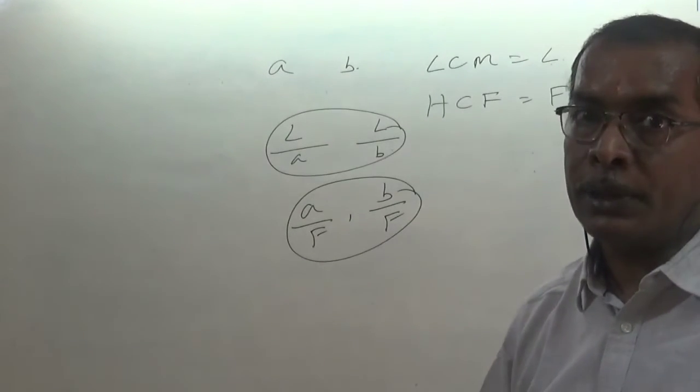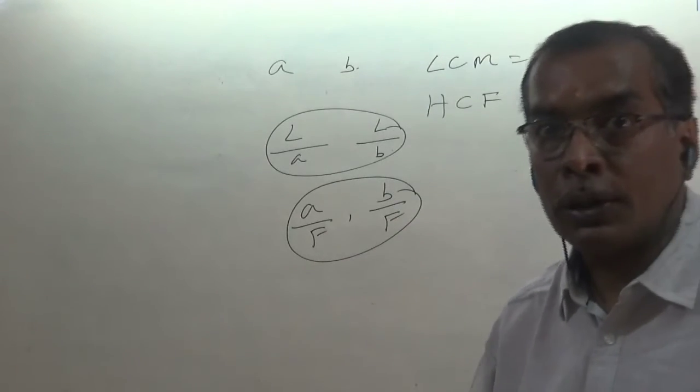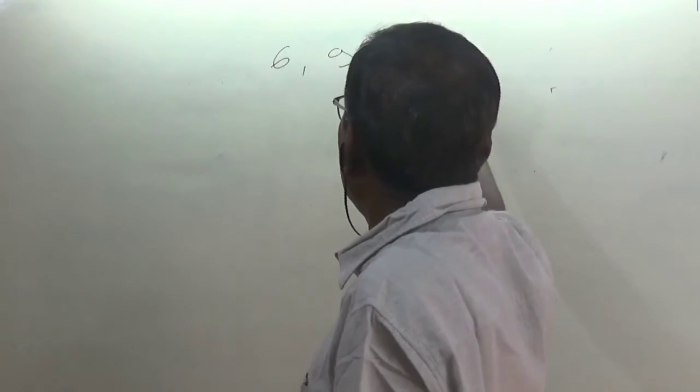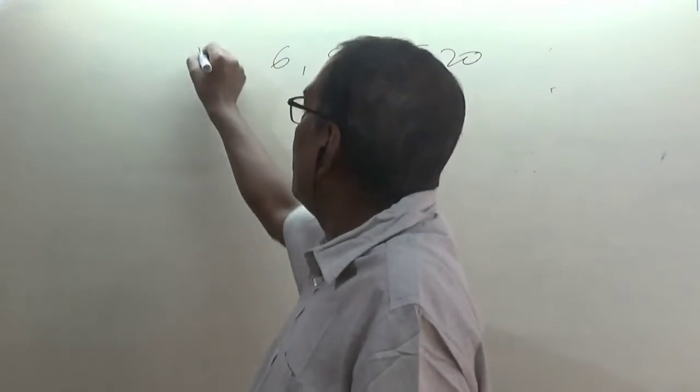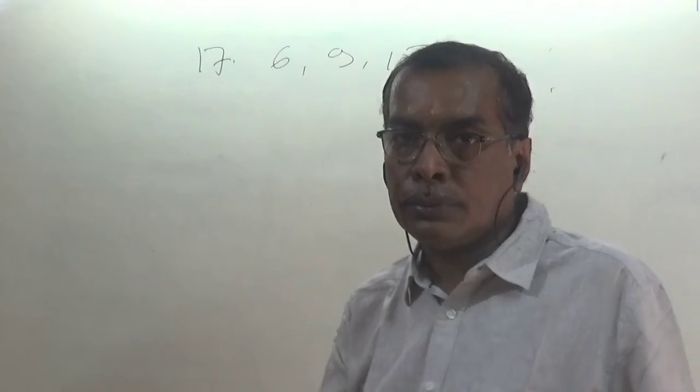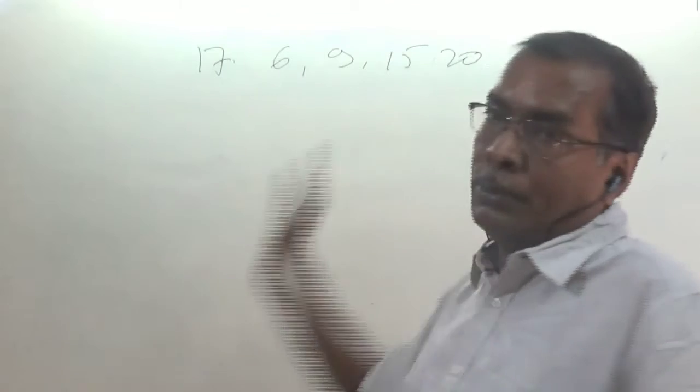This is actually the meaning of LCM and HCF. These two numbers I have taken, you will have to use in many cases also. Suppose now four numbers are there. The numbers are 6, 9, 15 and 20. Question number 17. Now what are they saying? You will have to find a number which is exactly divisible by all these four numbers. So what you will have to find is LCM or HCF.